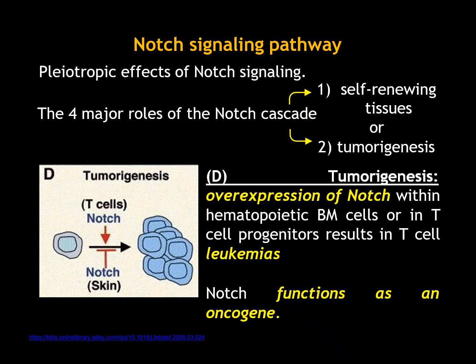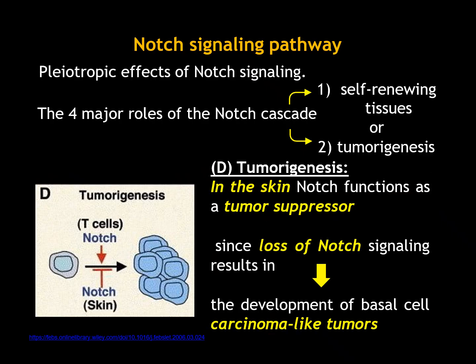And as I said before, Notch can be considered an oncogene and is involved in the process of tumorigenesis. It has been shown that the overexpression of Notch can be involved in the development of some leukemias. In the skin, Notch can have the opposite function. In this case, it will be a tumor suppressor. So the loss of function results in carcinoma-like tumors. And this is very common in Notch. You can have one function in one tissue and another function in another tissue. And these are just a few examples to show you that Notch can be involved in a lot of things.